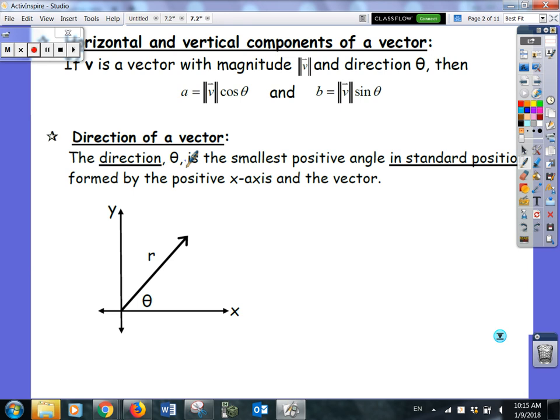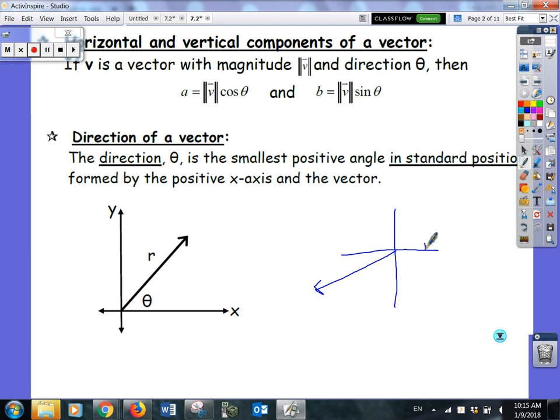If the angle given was 20 degrees, we can still use right triangle trig or this formula. You just need a calculator for that. So this definition right here, direction of vector, is going to be very important because a lot of times it's going to ask for the direction. So if it asks for the direction of that vector right there, the direction is the smallest positive angle in standard position.